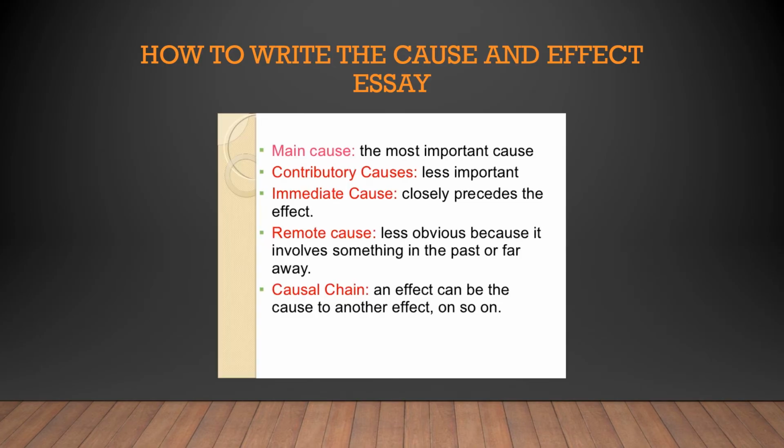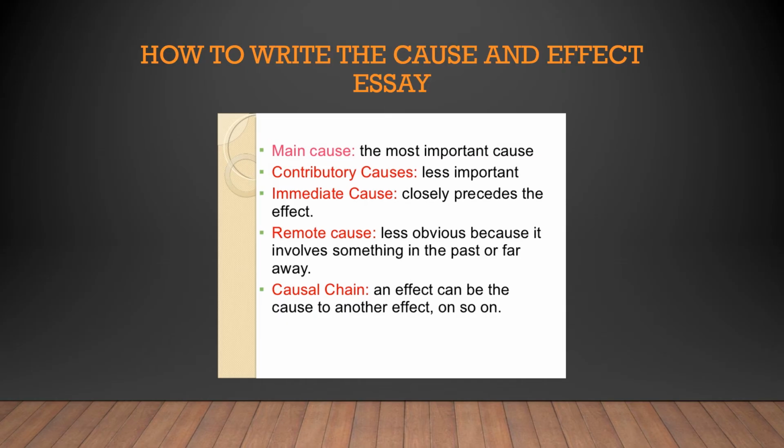Obviously, there can't be main causes for every kind of effect, but there will be at least one main cause, and that will be your most important cause that you will discuss in your essay. Then, of course, there will be contributory causes, which are less important, and then immediate causes, which come right after an event. And then remote causes, they might be less obvious because they were in the past, so far back.